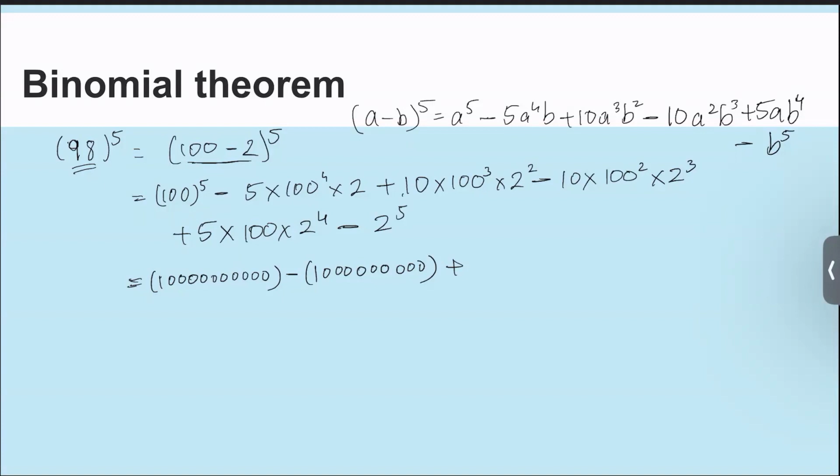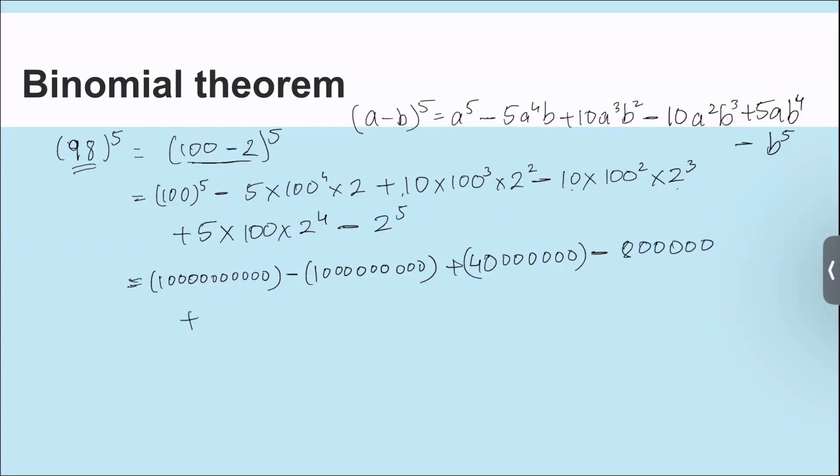So 40 into 100 cube would be 1, 2, 10, 10 would be 40. And then this would be 8 into 10. Okay, so 8 into 10, 80. 80 into 100 squared. So 80 into, so 10 is to 4. So 16 multiplied by 32.